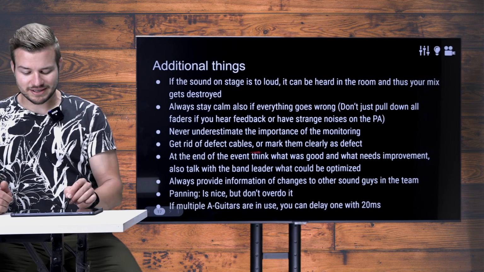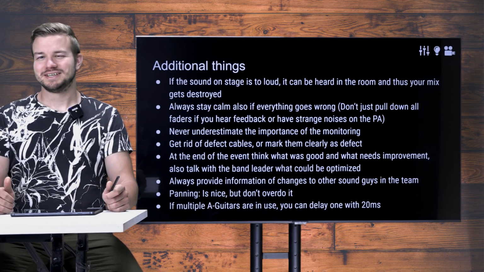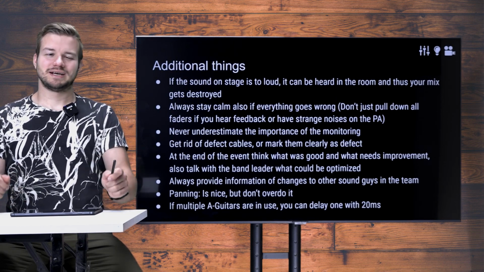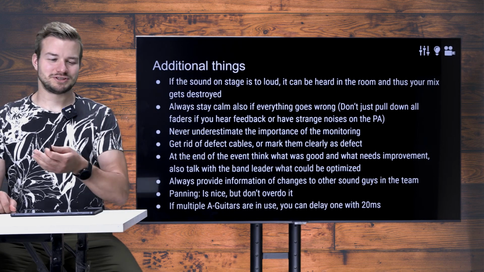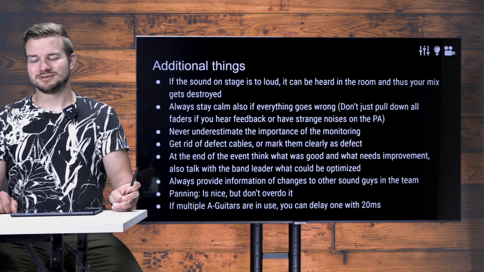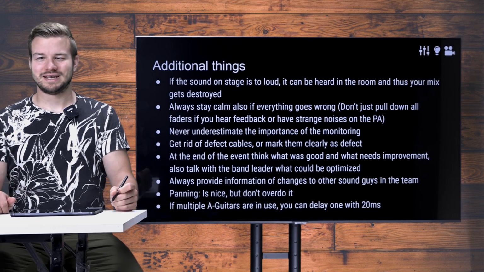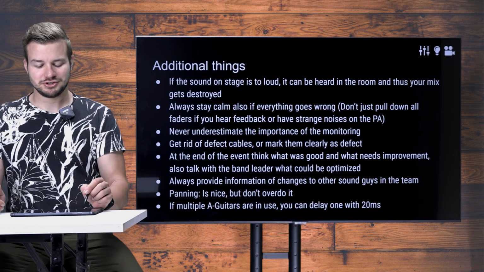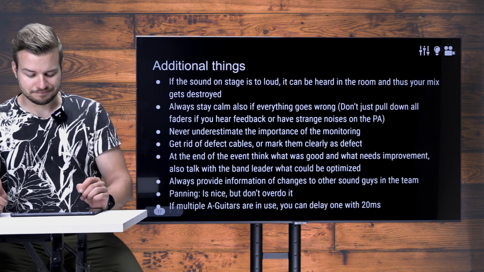Get rid of defect cables or mark them clearly as defect. That's also an issue I experienced a lot, that the cable is defect. Just quickly exchange it because there is not a lot of time, and the defect cable basically just gets merged with the other cables again at the end of the event, and the same thing happens at the next event again. So make sure you either throw it away or mark it clearly so that it can be fixed later.